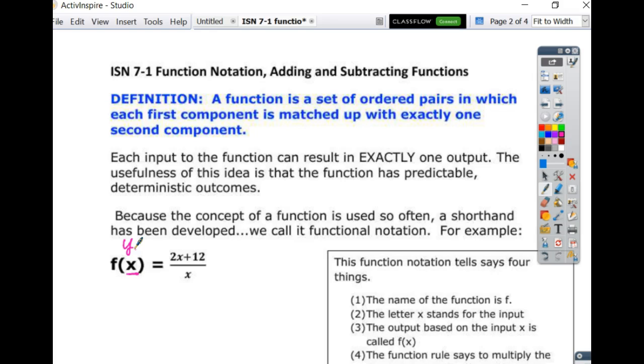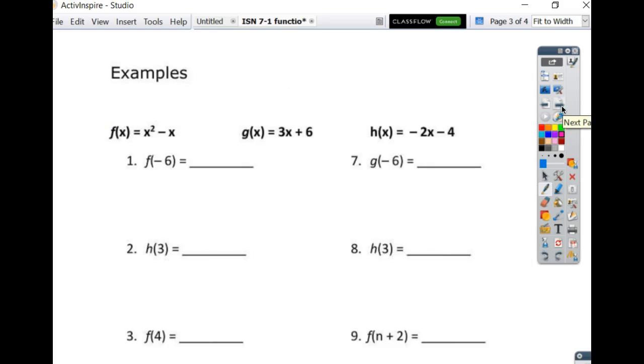So all you have to remember today is that whatever is in parentheses right here, you're going to replace it for the x's that are in the problem. That's all you have to remember. It's a cakewalk today. Okay, that's way too many words, so go to the next page.